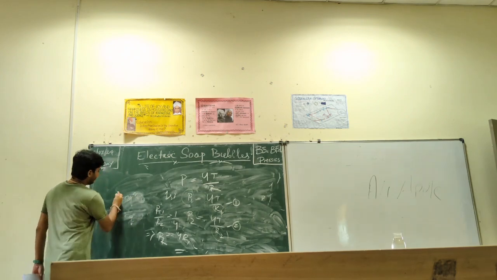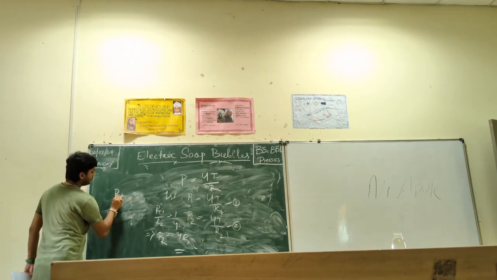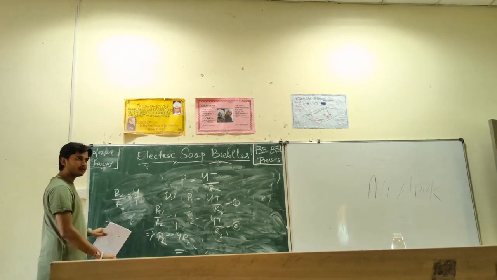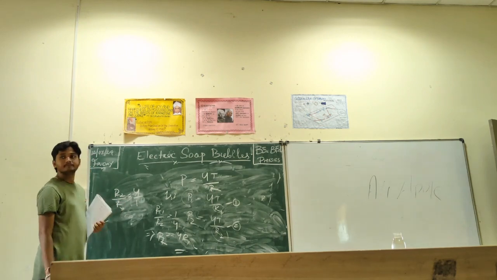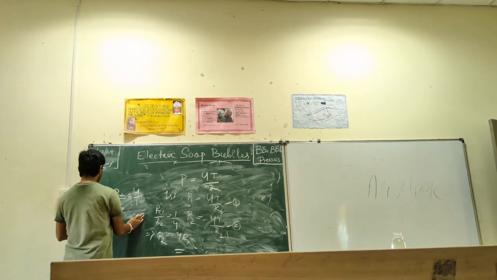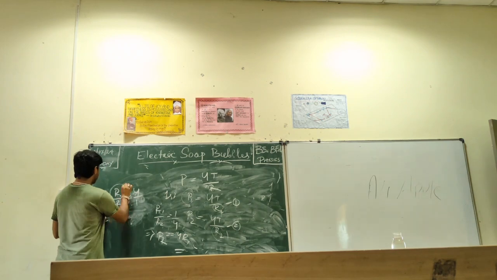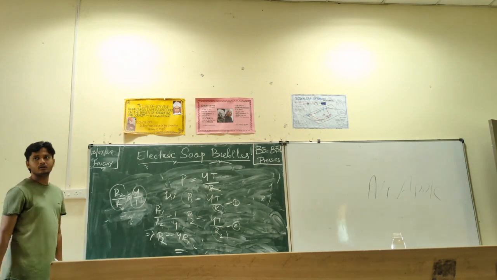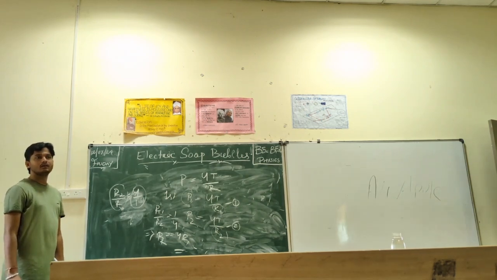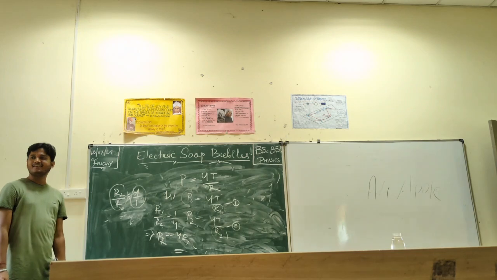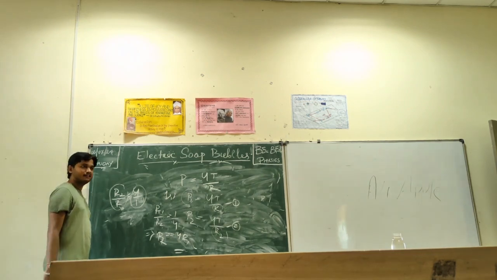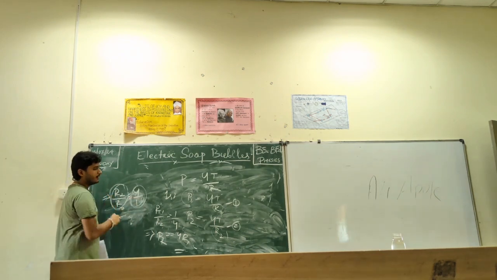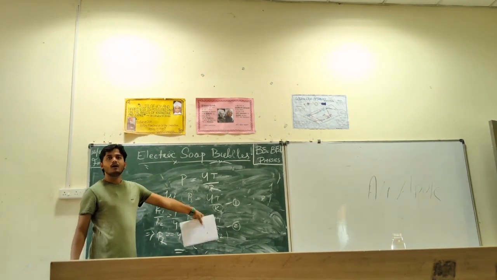I wrote directly. Okay. Here R2 by R1 equal to 4 by 1, so R1 by R2 equal to 1 by 4. R2 by R1 equal to 4 by 1. Here. All are getting?